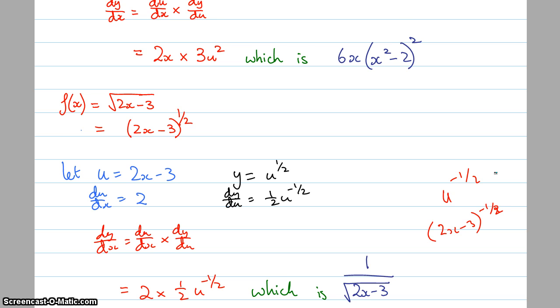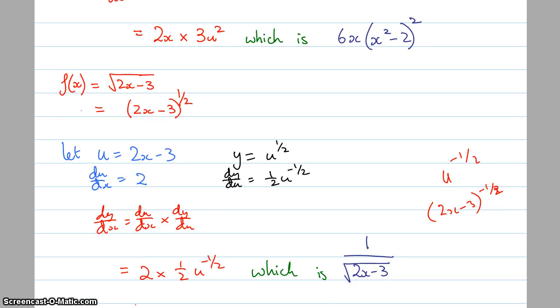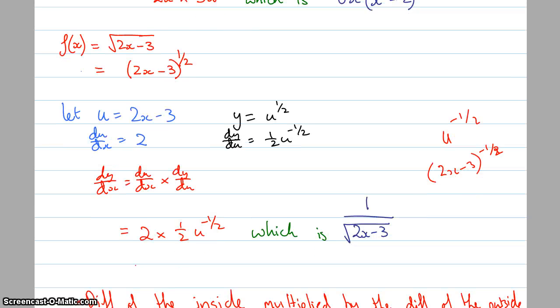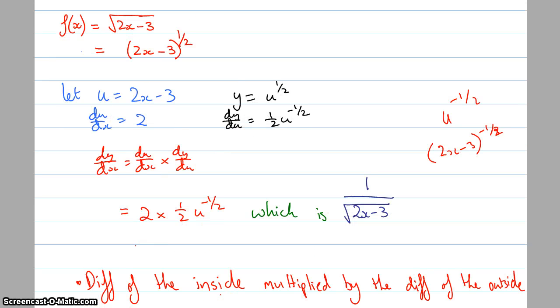So if you want to summarize the chain rule, I guess you can use dy dx equals du dx times dy du. Or another way, using words that I've found helpful, is to say that it's the diff of the inside multiplied by the diff of the outside. The inside isn't changed, but the outside, you do have to multiply everything by the power and then minus one from the power. Hopefully that makes a little bit of sense.